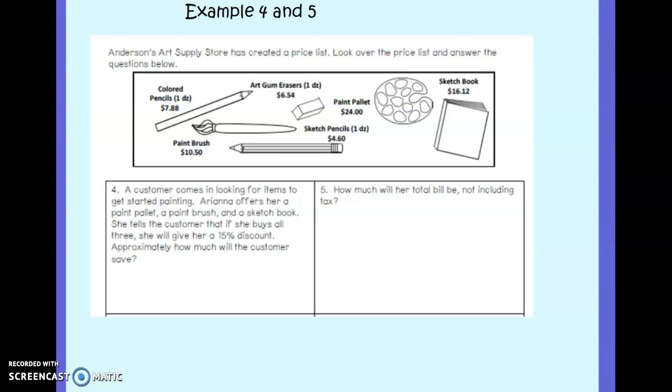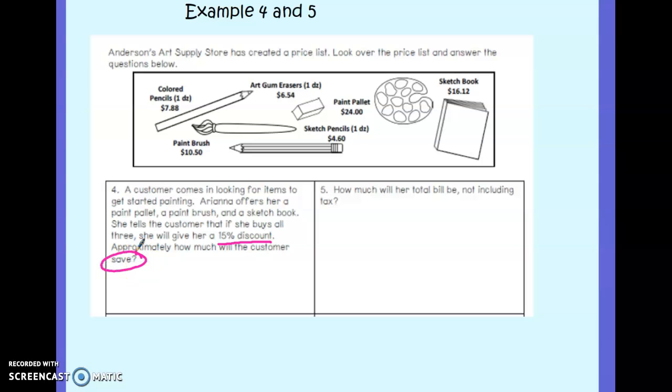So here's examples 4 and 5. They're on the same page, so I just cut and pasted it over here. It says Anderson's Art Supply Store has created a price list. Look over the price list and answer the questions below. First question: a customer comes in looking for items to get started painting. Ariana offers her a paint palette, a paintbrush, and a sketchbook. She tells the customer that if she buys all 3, she will give a 15% discount. Approximately how much will the customer save?